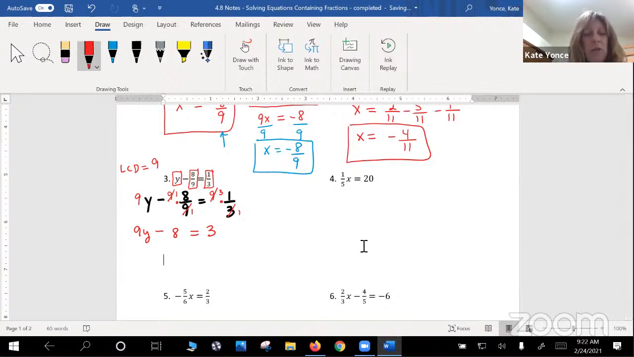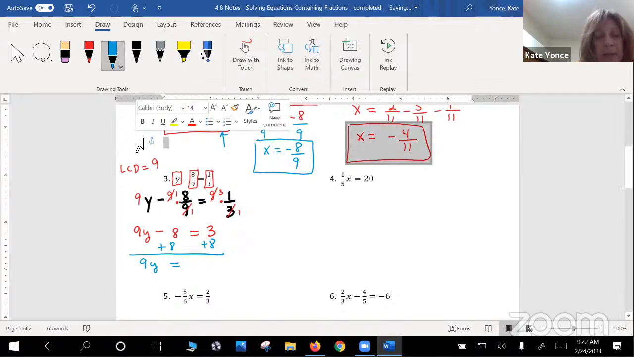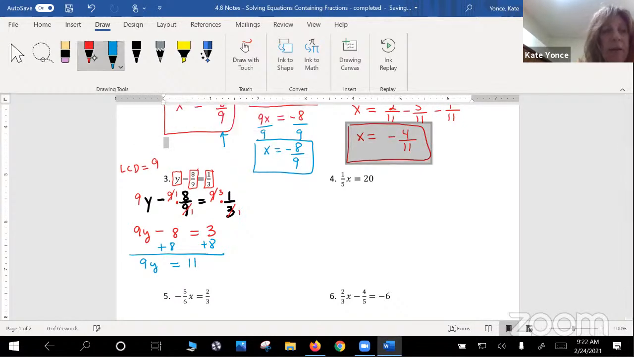So what would our next step be? Move the -8 to the right side, turn it into positive, so it'd be 3 plus 8. And then that would be 11 on the right side. Then what? You divide both sides by 9.